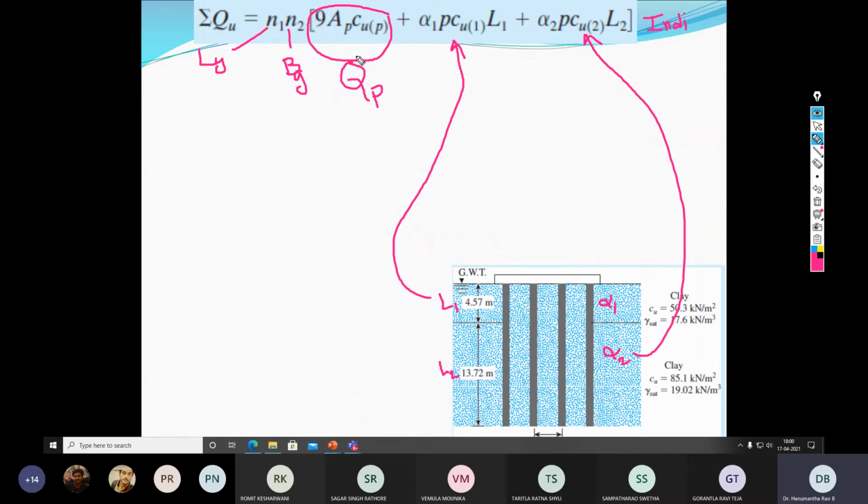So now this together is called QS, the skin friction capacity. Here the unknowns are in the QP. We know the CUP. So here in the point bearing capacity, what is the value of CUP?